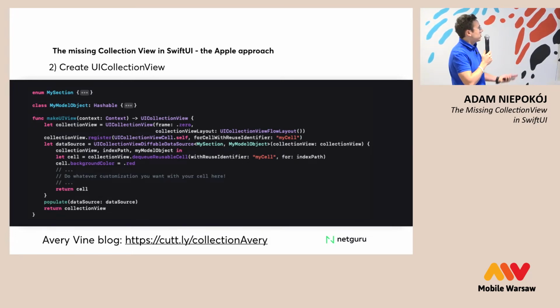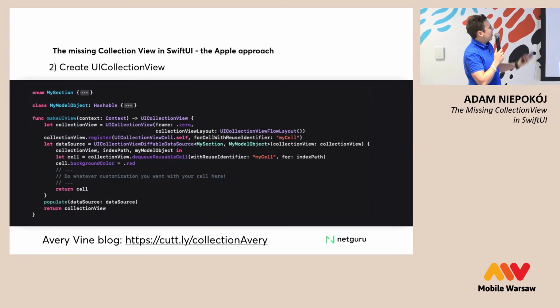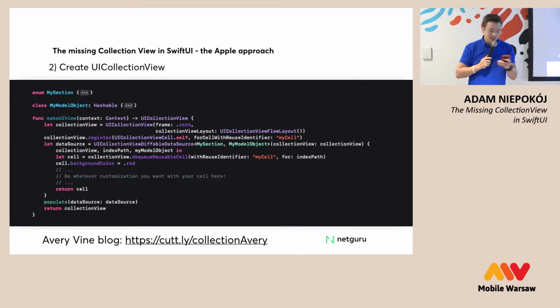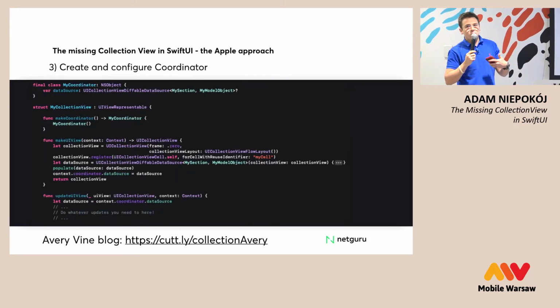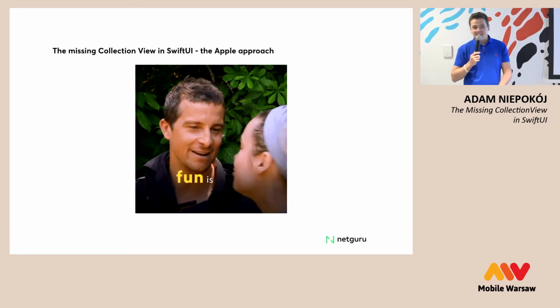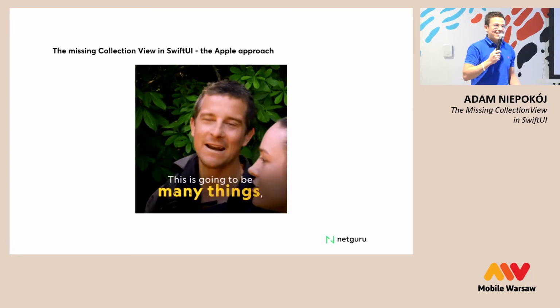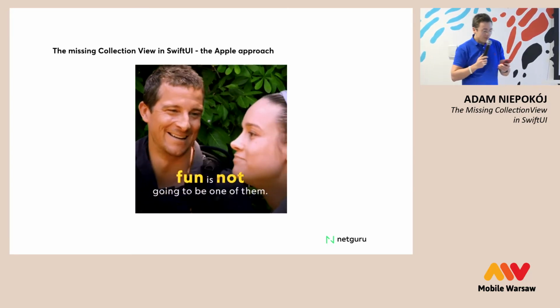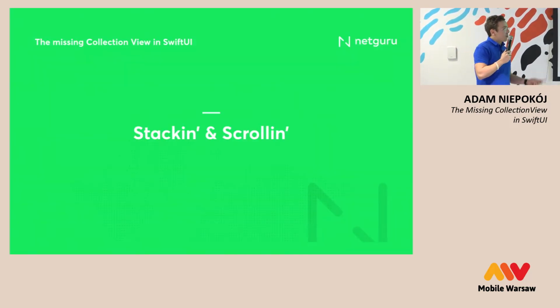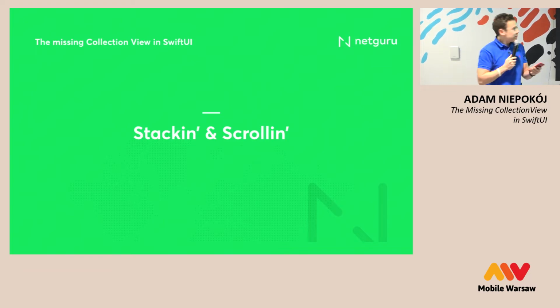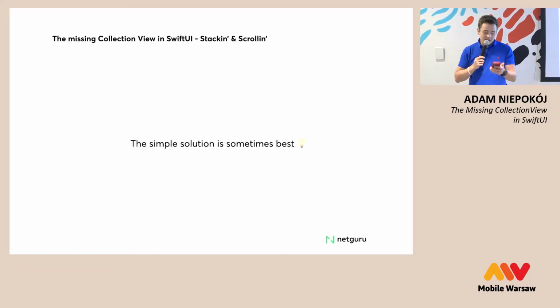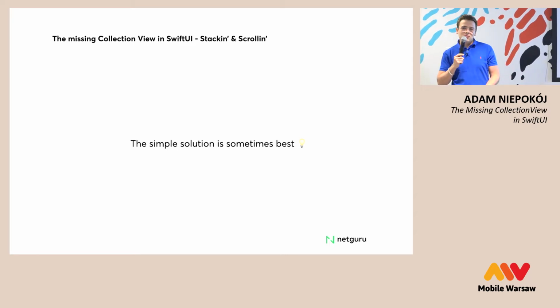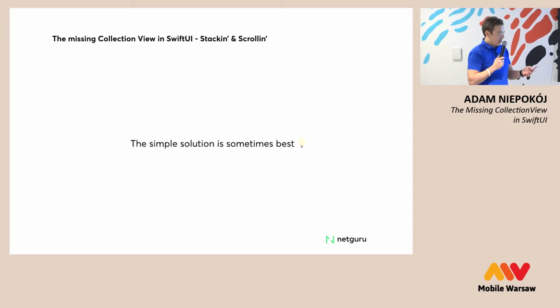You create it in the way we all know, nothing really interesting. And then you create a coordinator that is responsible for feeding the collection view with the data. Well, I don't think it's as sexy as SwiftUI should be, and that's why I started to dig deeper. The first approach I thought about is just stacking and scrolling, because SwiftUI offers some views already. And I started from the point that maybe the simplest solution might be the best, and I started digging in.